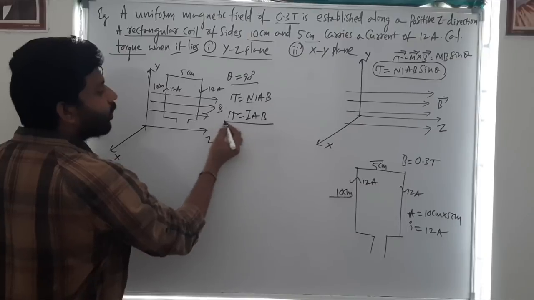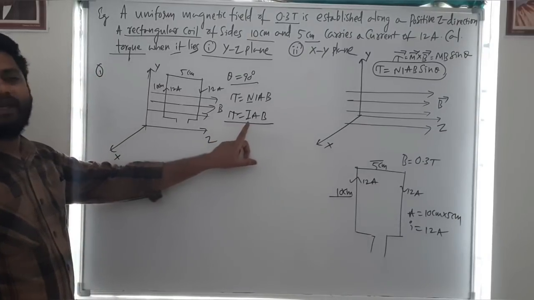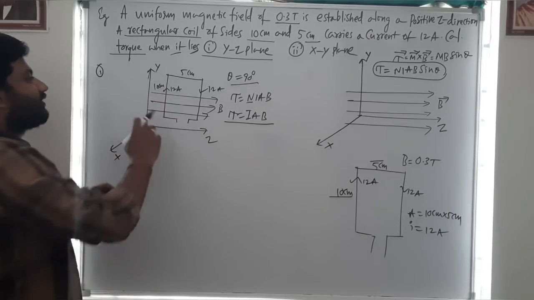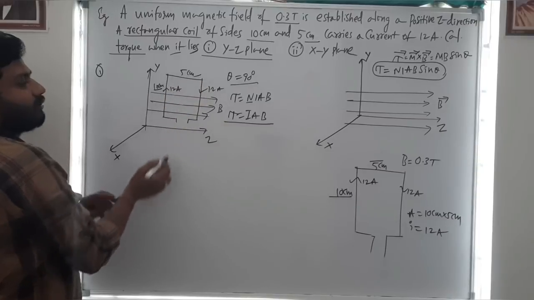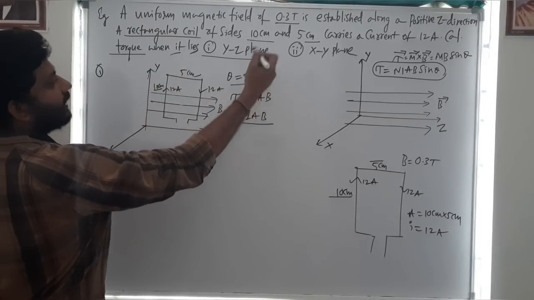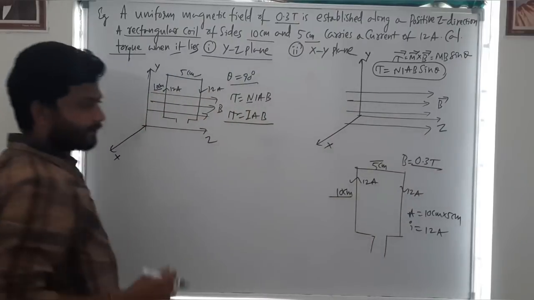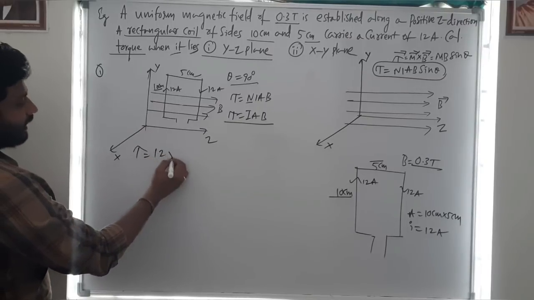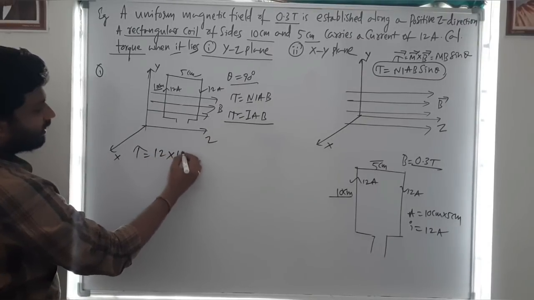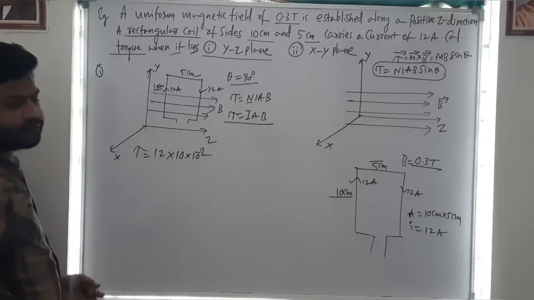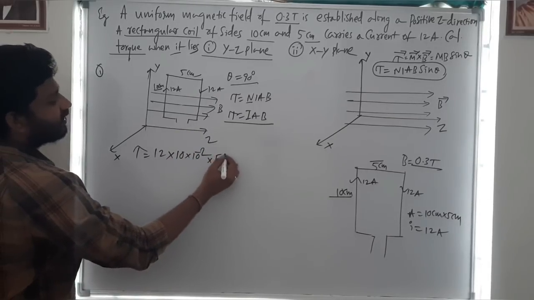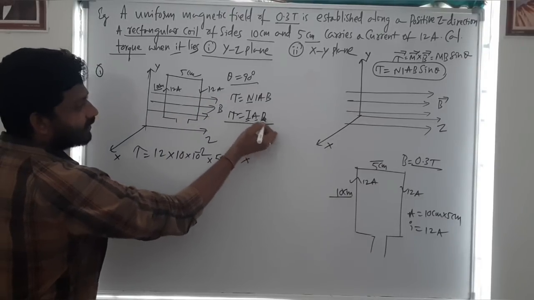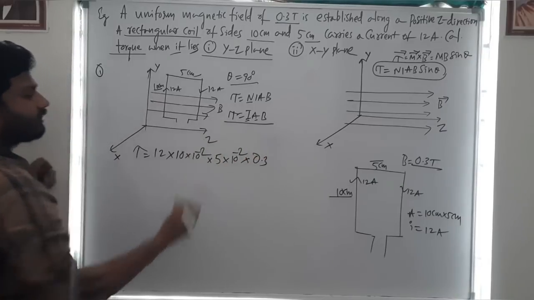IAB. Just substitute all the values. What is I? 12 ampere. What is the area? I'm talking about the magnitude. 10 centimeter into 5 centimeter. What is B? B is given as 0.3 Tesla. So tau is equal to I, 12, into area, 10 into 10 raised to minus 2 meter into 5 into 10 raised to minus 2 meter. Area is done, current is done, and B is 0.3.